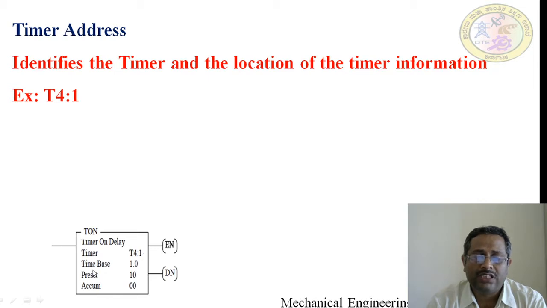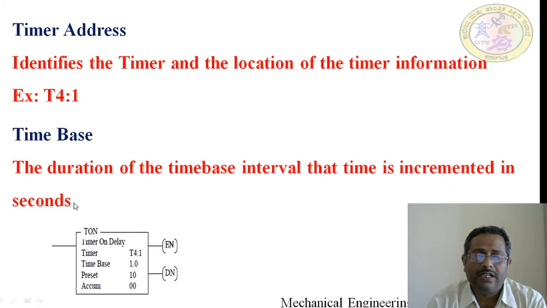Next we will see the time base. The time base gives the duration of the time base interval. The time is incremented in seconds, and during operation the timer counts the time. The time base means the basis on which it is counting, whether seconds, minutes, hours, milliseconds or microseconds. That is given by the time base. Here we are representing 1.0, which means the time base is in seconds.